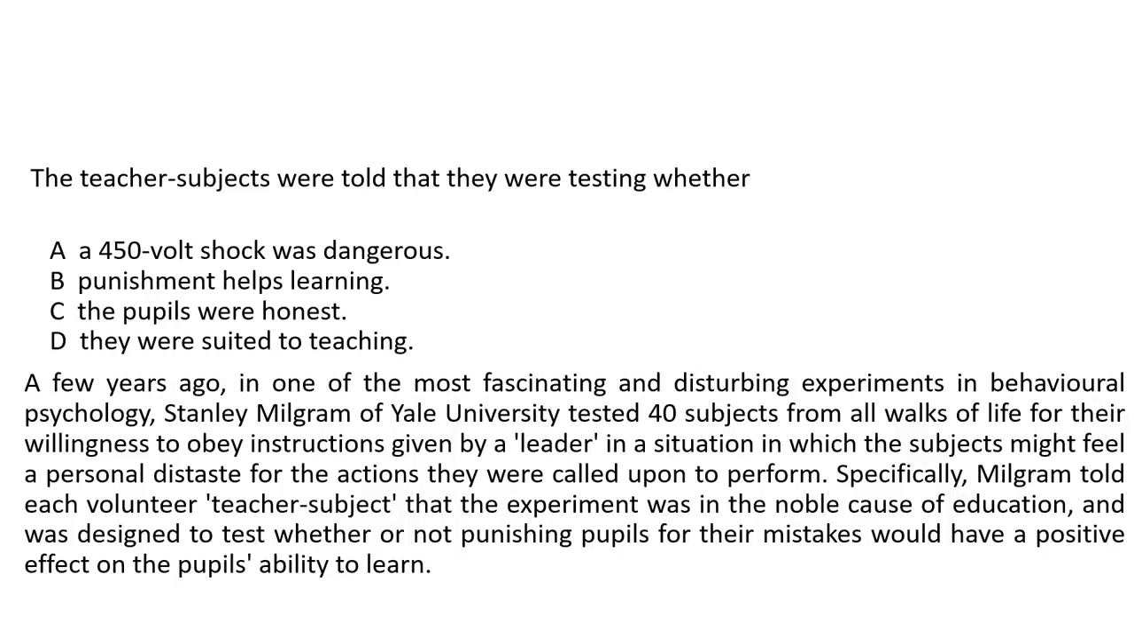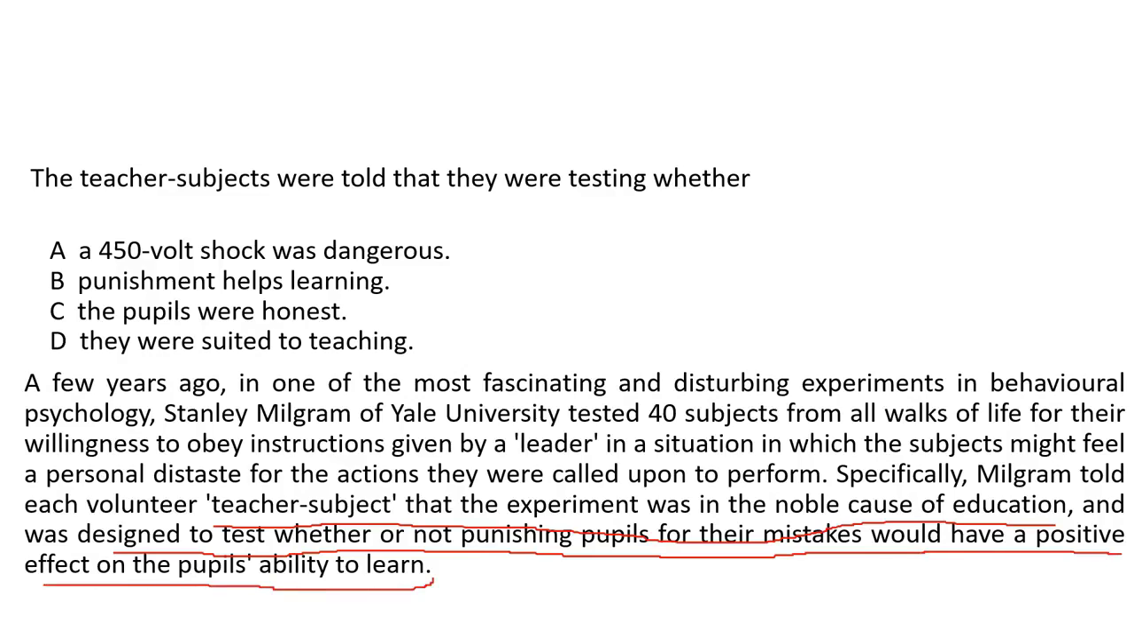Now let's move to the passage and see if we can understand the answer without reading the options. Here in the passage, it says that Milgram told each volunteer teacher subject that the experiment was in the noble cause of education and was designed to test whether or not punishing pupils for their mistakes would have a positive effect on pupils' ability to learn. So we understand that they were told to see if there is any link between the punishment and the ability to learn. Let's now move to the options.